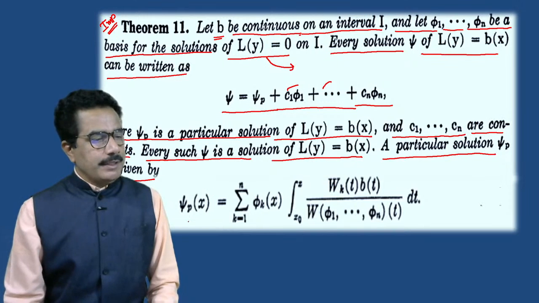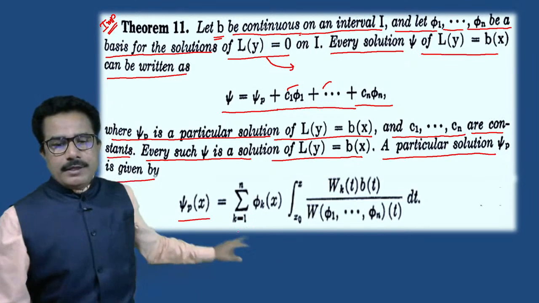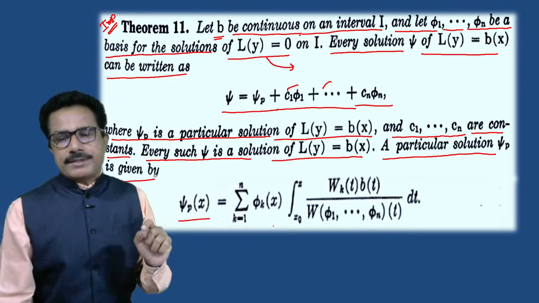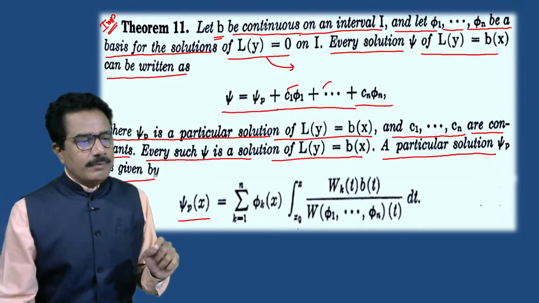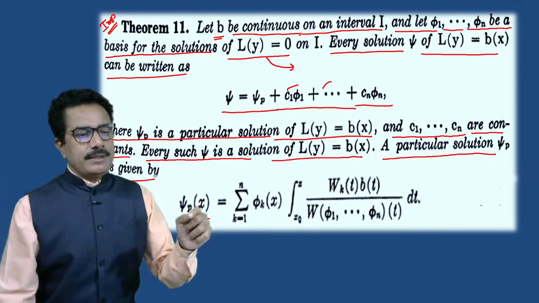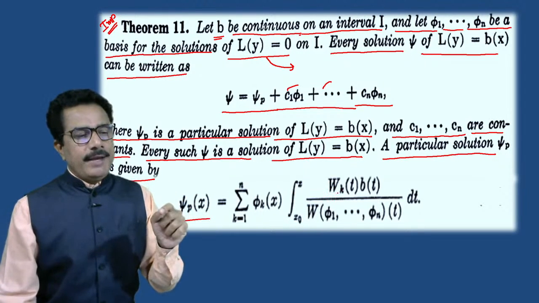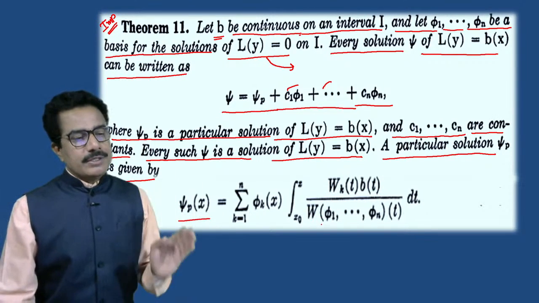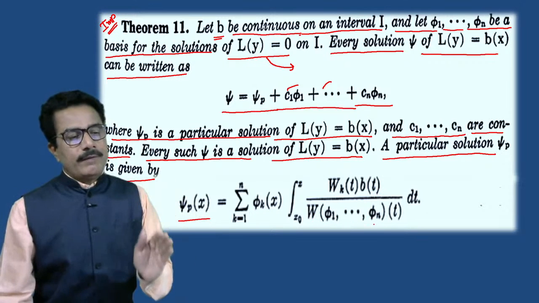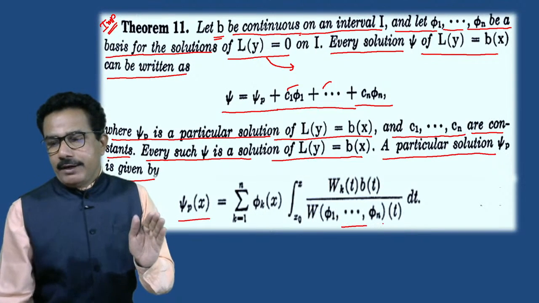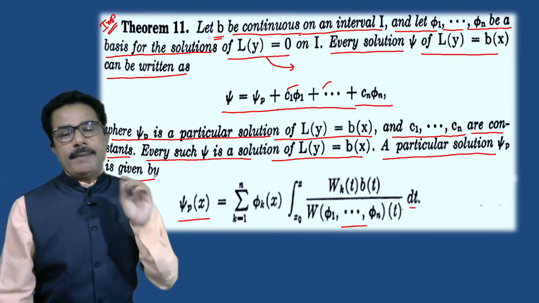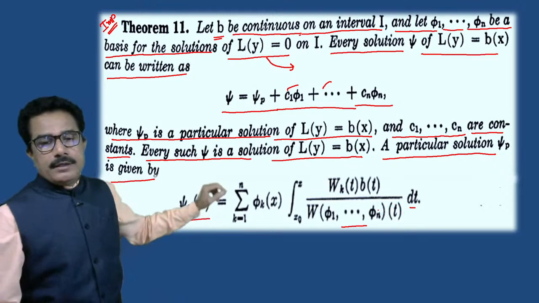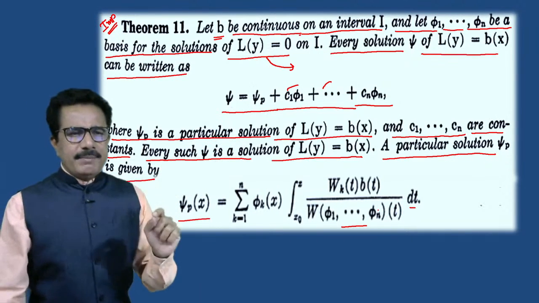So every such psi solution of L of y which equals b of x, a particular solution psi p is given by psi p equals summation k equals 1 to n phi k of x into the integral from x0 to x of Wronskian k with respect to t, b of t, divided by Wronskian of phi 1, phi 2, phi 3, dot dot dot phi n of t, dt. Now you have to remember here, see this, the proof of the theorem is the same.